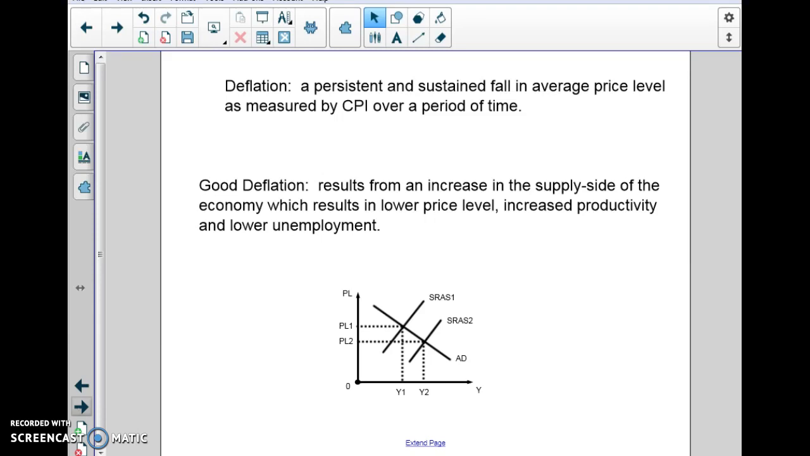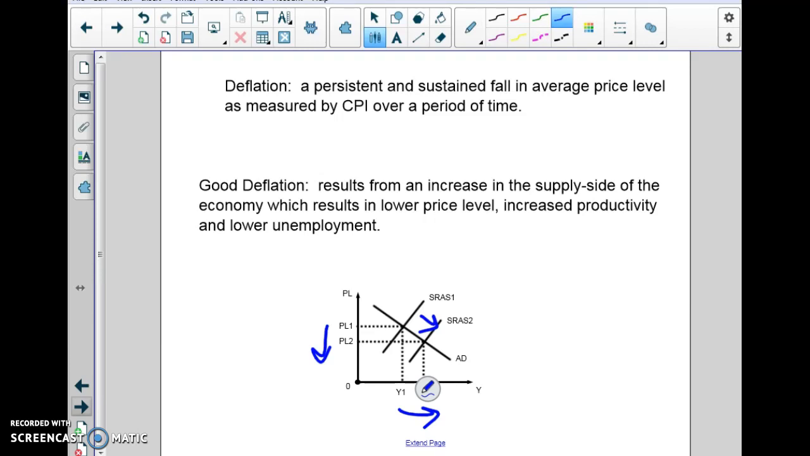Good deflation, you can see here, is caused by a positive SRAS shock. Those are usually lower commodity prices like oil, steel, things like that. And you can see why we call that good deflation, because, yeah, price levels are falling, but at the same time output is rising. We're more productive as a country. That means that wages can go up.